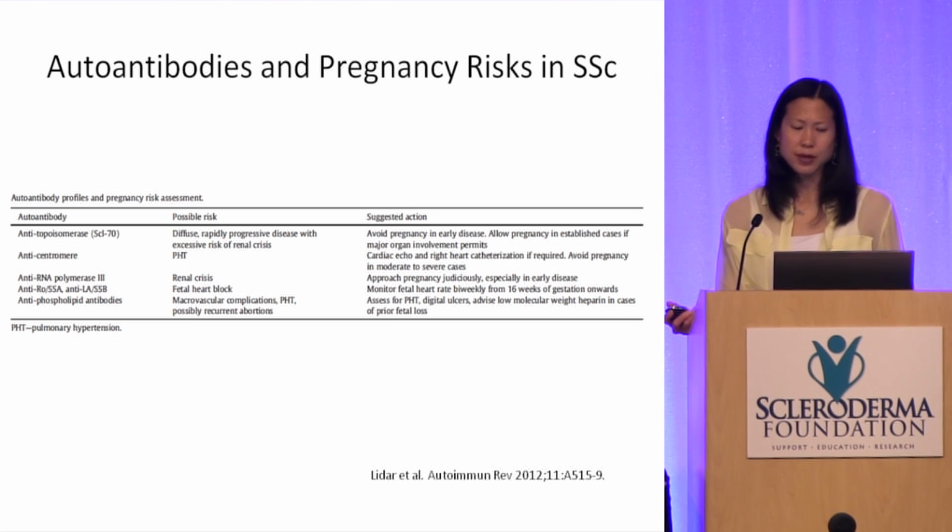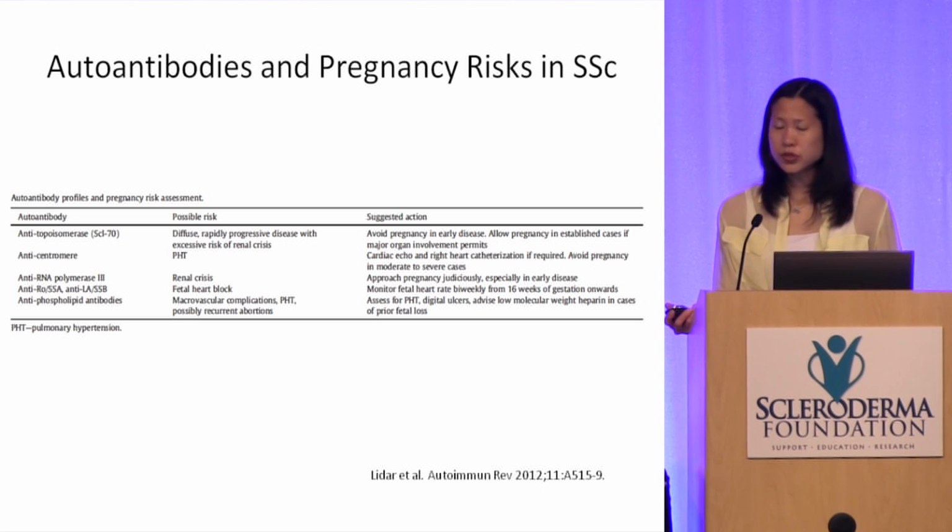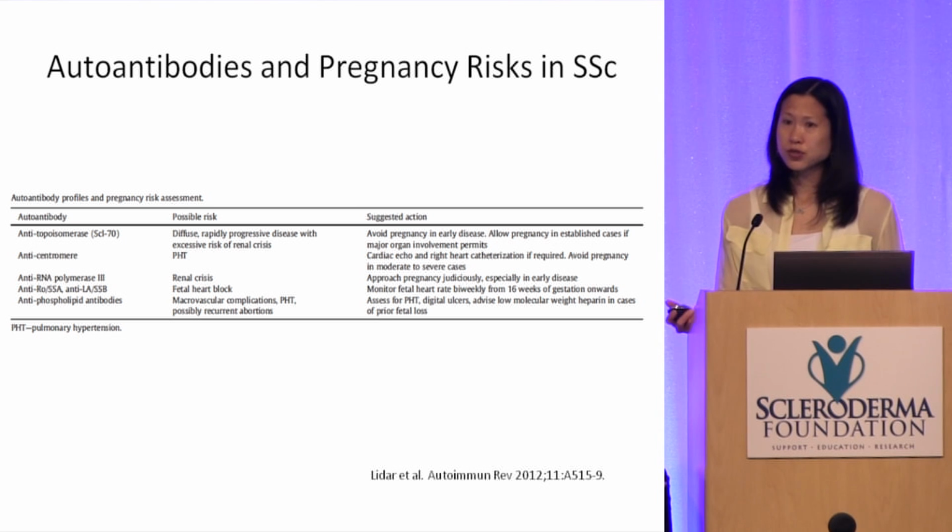And finally, we talked about the antiphospholipid antibodies. All scleroderma patients who are thinking about becoming pregnant or who are pregnant should be tested for these antibodies. They're associated with increased risk for pulmonary hypertension, macrovascular or blood vessel problems, as well as possible recurrent abortions. So in these patients, you may actually need to use low molecular weight heparin if they have these antibodies in their bloodstream.